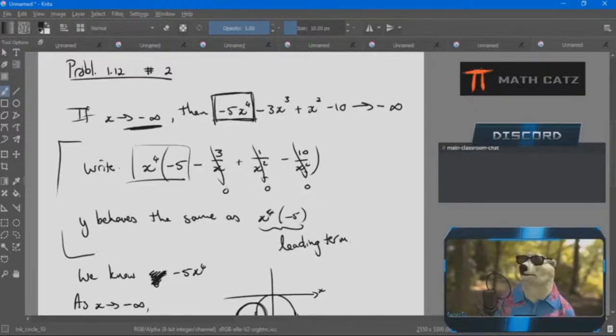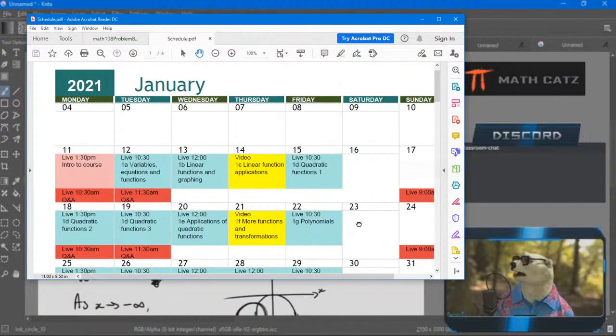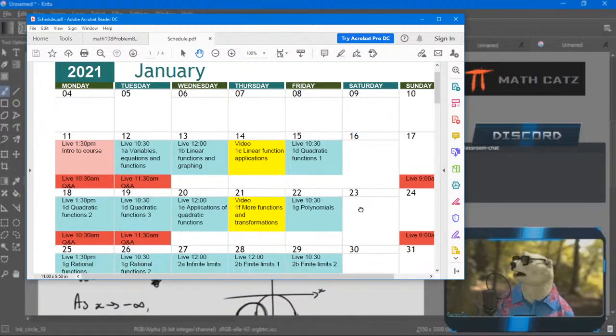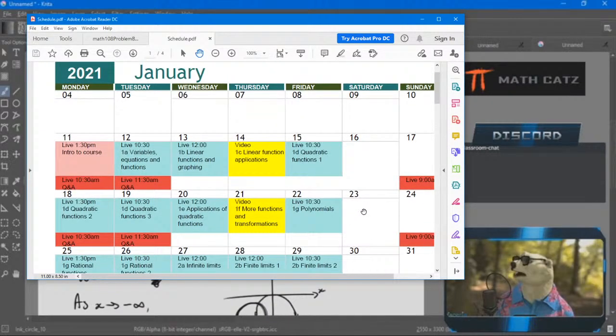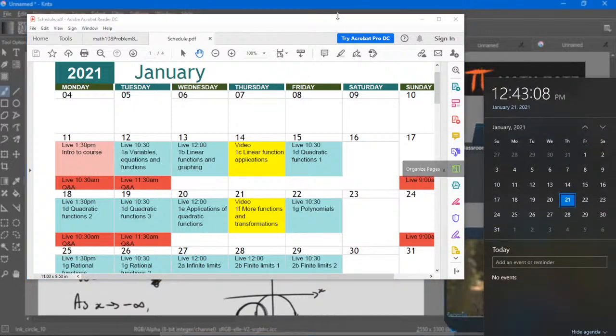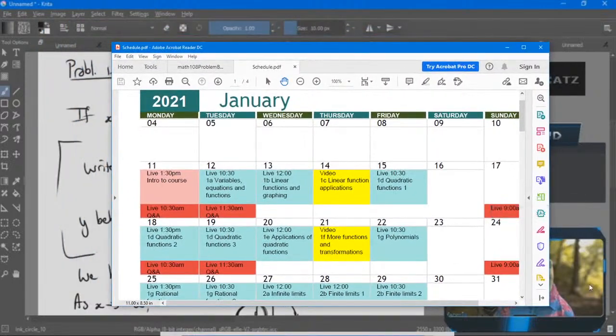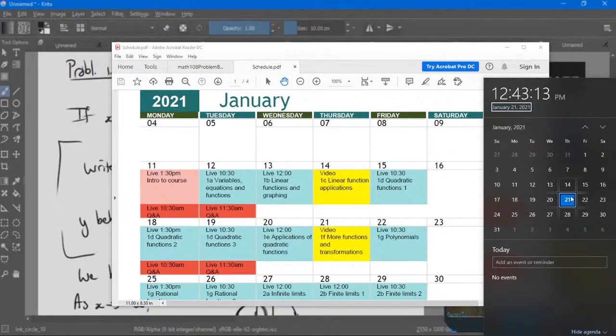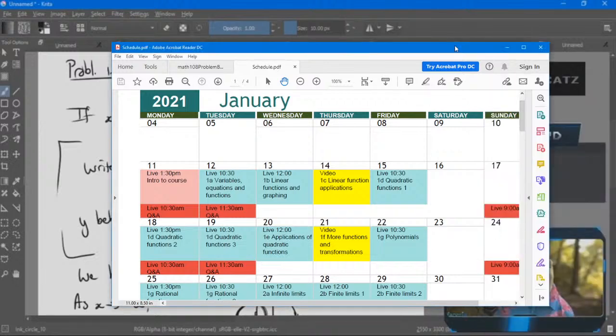Okay, so we're going to continue this discussion about long-term behavior tomorrow. The only key thing here is, well, let's just look at the schedule here. What day is it? What day is today? Just check here. Today is Thursday, the 21st.